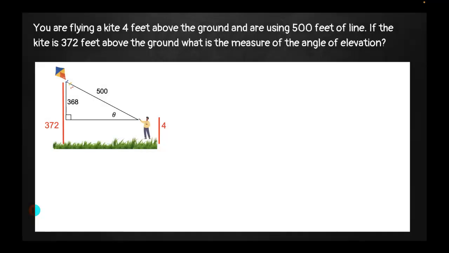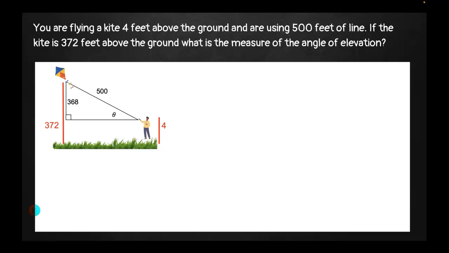Now, you are flying a kite 4 feet above the ground, so that's my height, 4 feet, and we are using 500 feet of line. So that's the hypotenuse. Now, if the kite is 372 feet above the ground, we want to know what is the measure of the angle of elevation. So that 372 is the kite all the way to the ground.